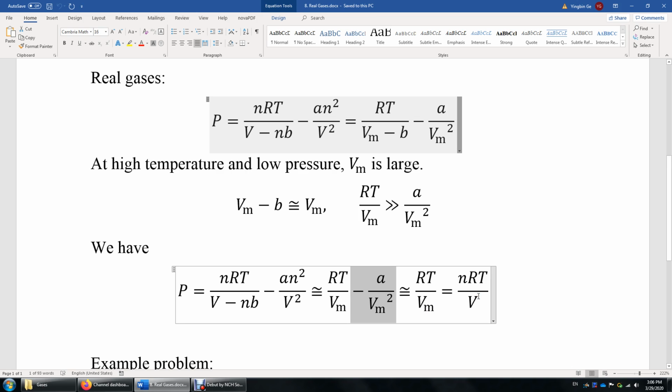When the temperature is high, pressure is low, molar volume is huge. Again, the physical meaning of this is that when temperature is high and pressure is low, we have a large volume per mole of gas. Gas particles are far from each other. There's little to no attraction between the gas molecules. Also, the size of those molecules compared to the volume of the entire container is negligible as well.